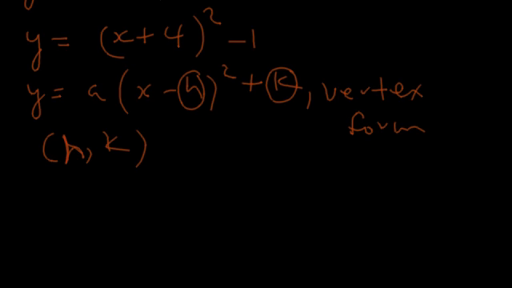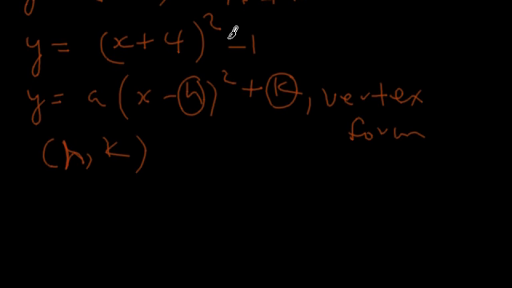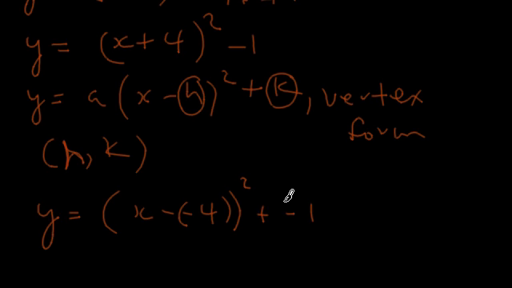And so, kind of like magic, using the technique of completing the square, we were actually able to rewrite our parabola in vertex form. And just as a last step, to make it extra clear, x plus 4 can be rewritten as x minus negative 4. And negative 1 could be written as plus negative 1.